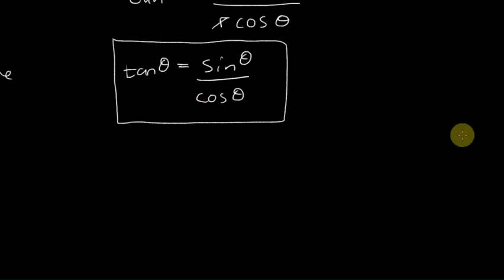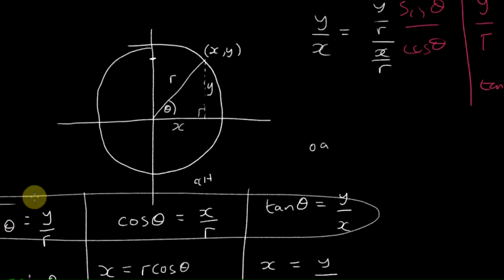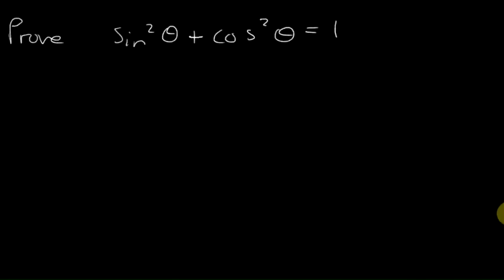We proved in the previous video that tan theta equals sine theta over cos theta. So in this video we're going to prove that sine squared theta plus cos squared theta equals 1, and this is based on pretty much what we worked out up here.